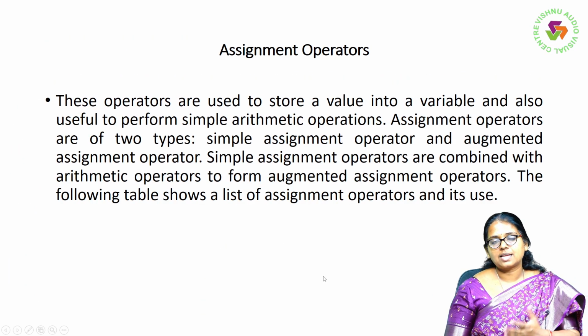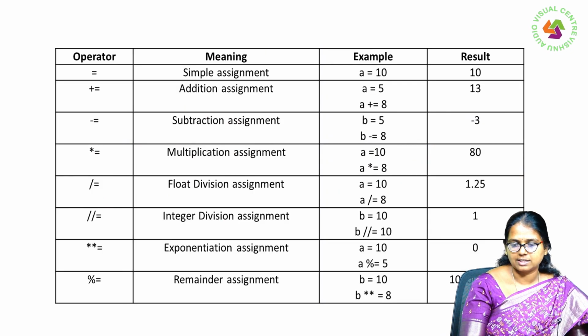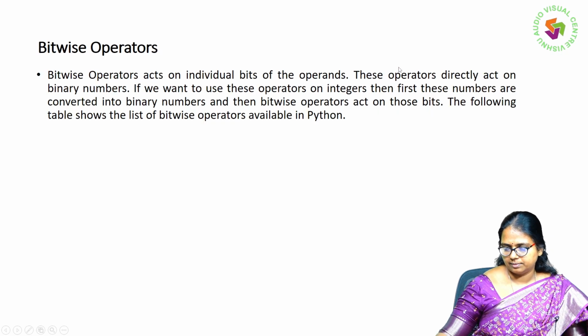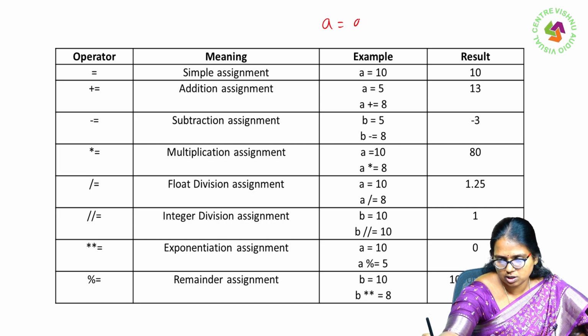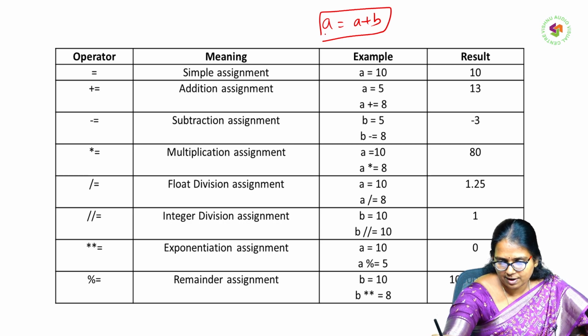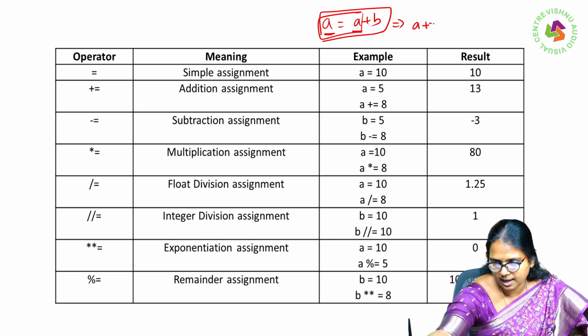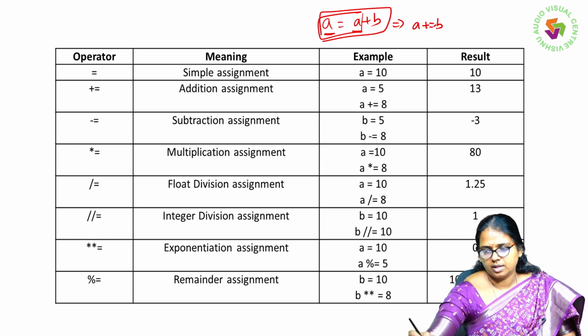Next, assignment means you are assigning some value, that is known as assignment operators. These are some operators: equals to, plus equals to. When an expression is A equals to A plus B, if the left hand side value and right hand side are both equal, then I can represent it as A plus equals to B. So that is this one.